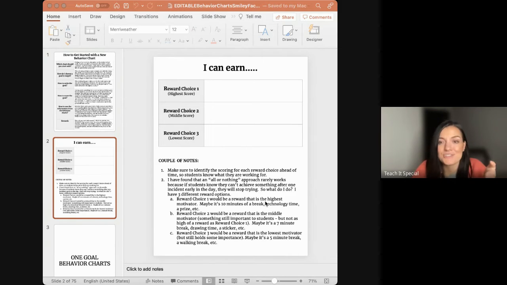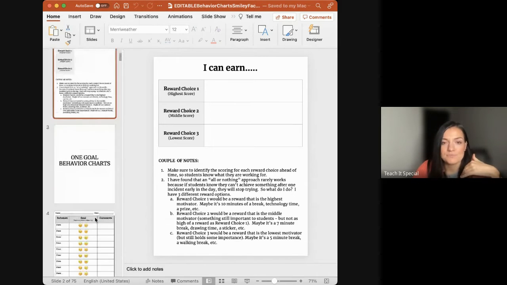It kind of depends on the student. I personally like to have a reward choice 1, reward choice 2, reward choice 3, and I kind of prioritize what goes in each one. So maybe I'd have iPad access for a break for reward choice 1. Maybe I'd have a drawing or book to read for reward choice 2. And maybe for reward choice 3, it would just be a quick walk with an adult. So it's all going to depend on the student, but that's why I lay things out the way I do.